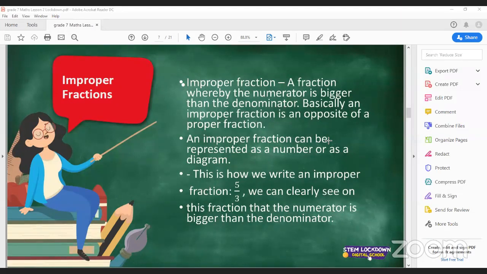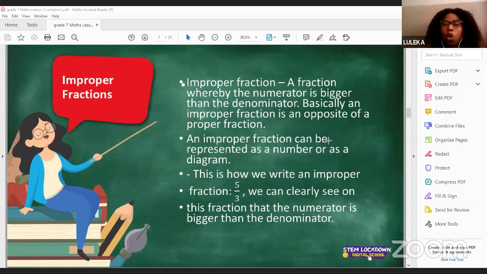So we're saying it's an improper fraction because it has a bigger numerator. In our example, we have 5/3. So 5 is the numerator, and then my denominator is only 3.